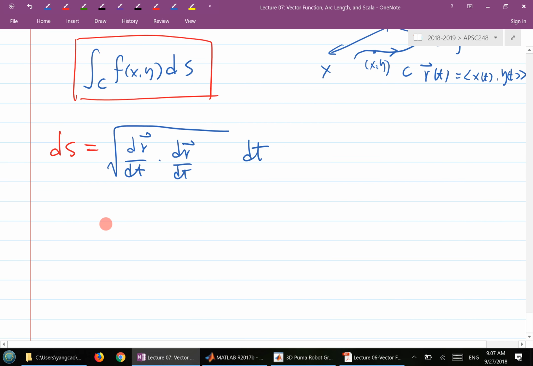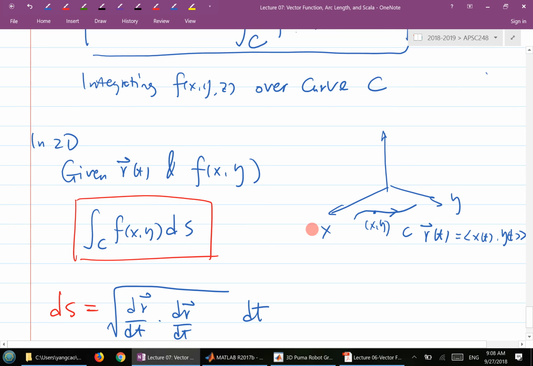So then the scalar line integral becomes... I'll keep the f bracket because I'm going to fill out the x, y, z here. But now ds becomes this. So how do I deal with this given density function, or given function f here? How do I deal with the f?